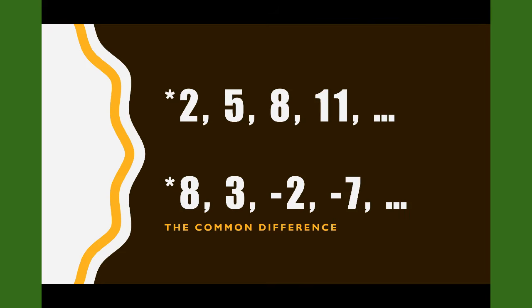Now, if you pay close attention to these sequences, you should notice that for the first one, we keep on adding 3. Each time, in order for us to get the next number, we add 3. For the second one, in order for us to get the next number, we take away 5.